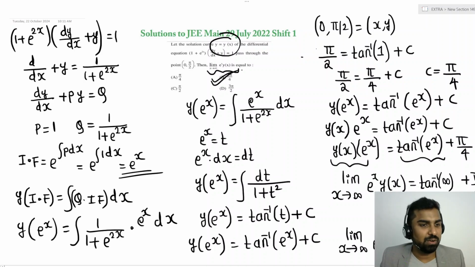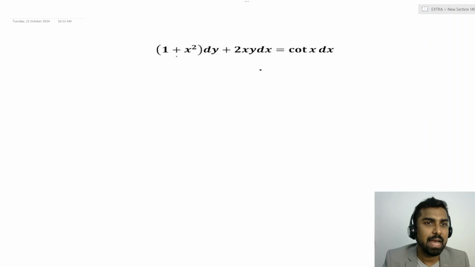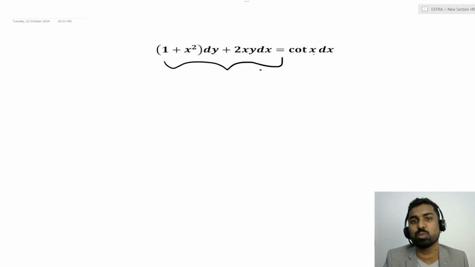Okay, so this is the question recently asked in your JEE Mains exam, and lots of questions like this will definitely come for your board exam as well. For boosting your confidence, I am giving you one more question to solve in the same way, a linear differential equation: (1 plus x square) dy plus 2xy dx equals cot x dx. You have to solve this equation and put your answer in the comment section.